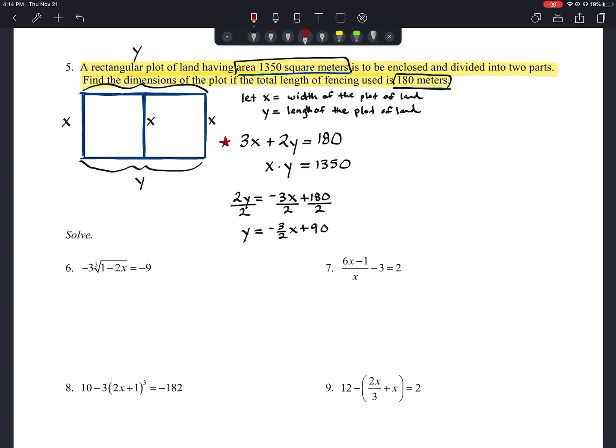And let's use that expression that equals Y right here, and let's plug it in for Y in that other equation.